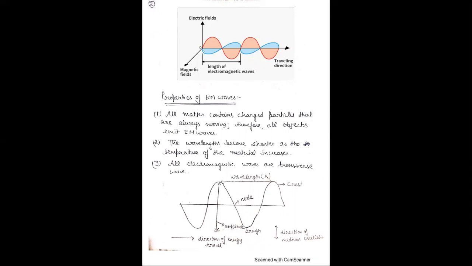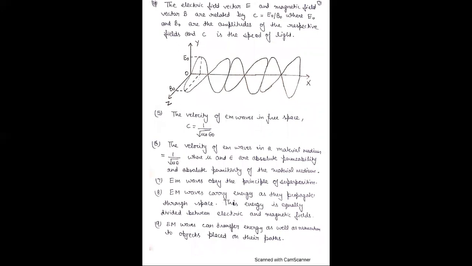Third, all electromagnetic waves are transverse waves. There is also a representation of EM waves. This represents the wavelength. This is the crest and this is the trough, and this distance is known as the amplitude of the wave. This is the direction of EM waves, and this is the direction of the medium oscillation.